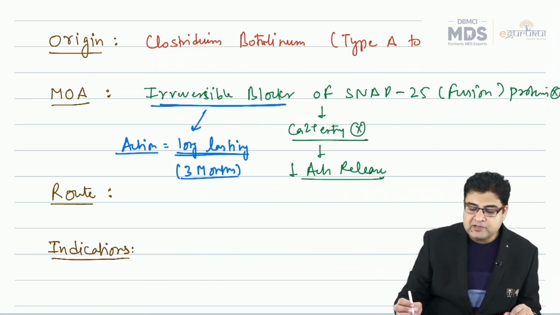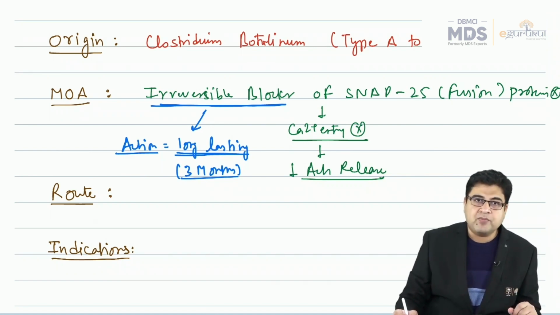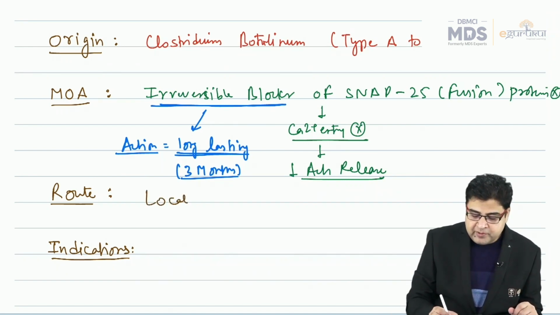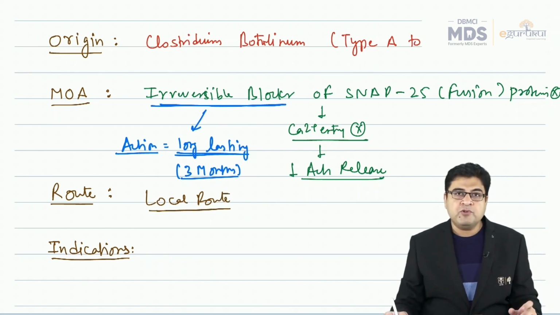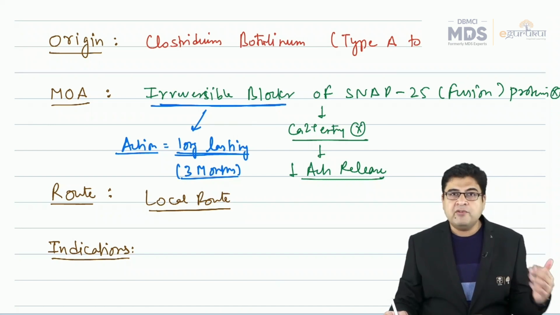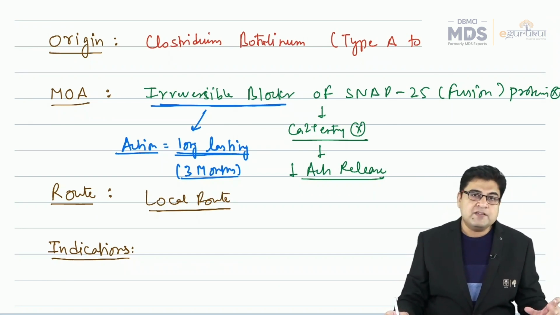Now, what is the route of administration? How is this medicine given to a patient? Please remember, this medicine is given by the local route. This drug is not given by the systemic route, because if you give this medicine by the systemic route, the patient will develop toxicity. So you give this medicine by the local route.